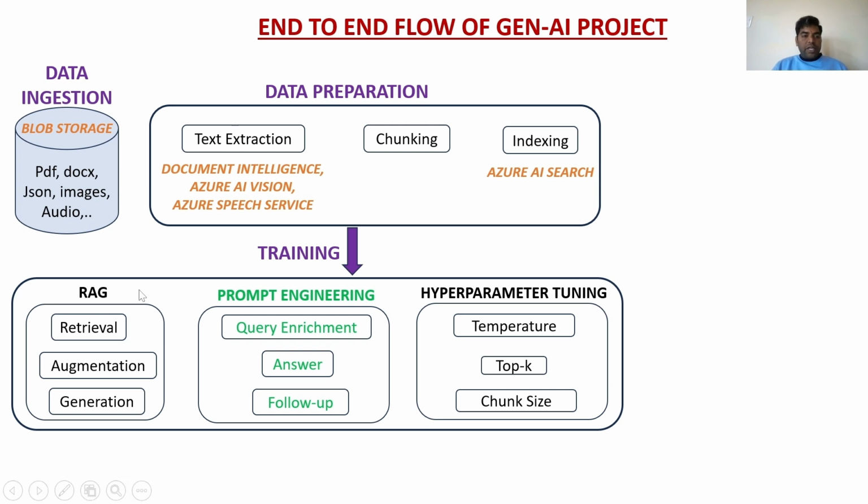Then comes training, and this is the most important step in the entire flow. Whenever we have an organization-specific knowledge base, then it is very important to have the RAG approach. RAG stands for retrieval, augmentation, and generation.